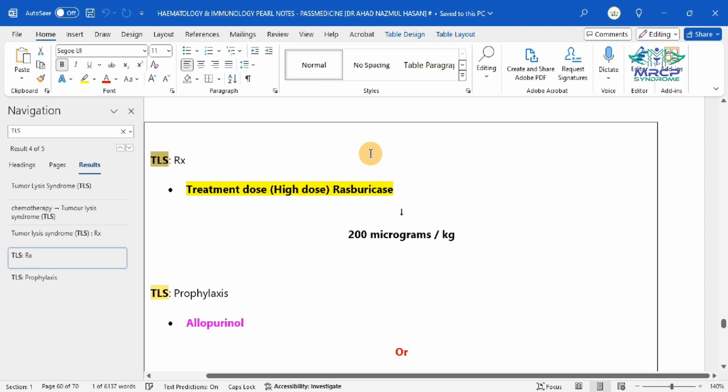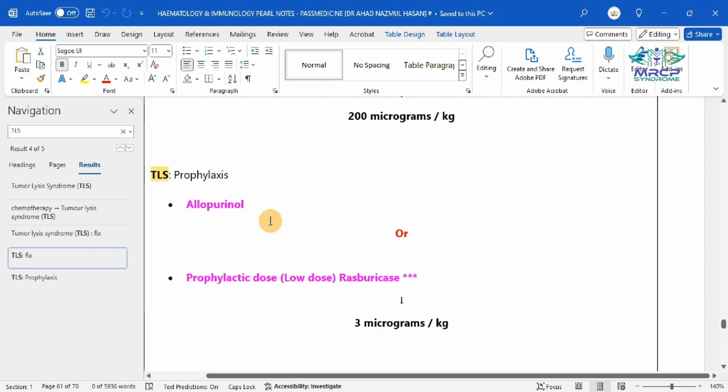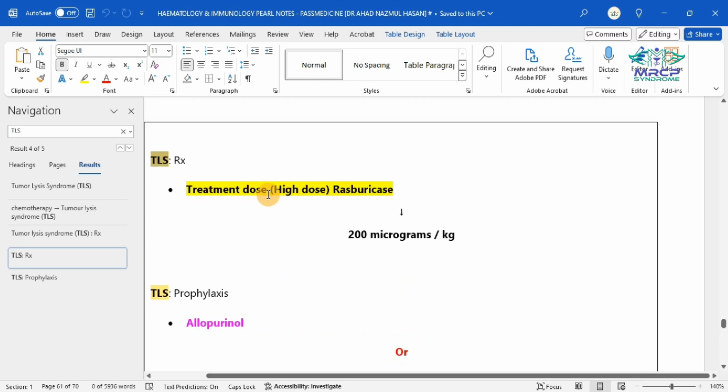And for the treatment, we'll be going for rasburicase. And for prophylaxis, we can go for either allopurinol or rasburicase. Allopurinol is only for prophylactic management, and rasburicase can be given for prophylaxis and also for acute treatment. So the dose will differ.